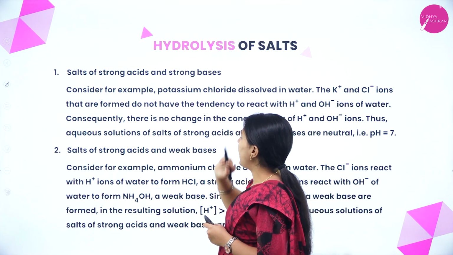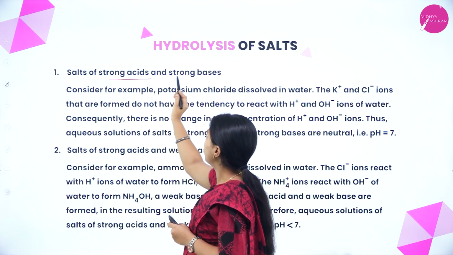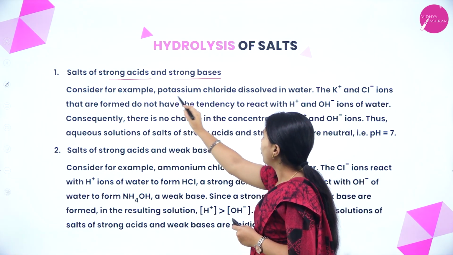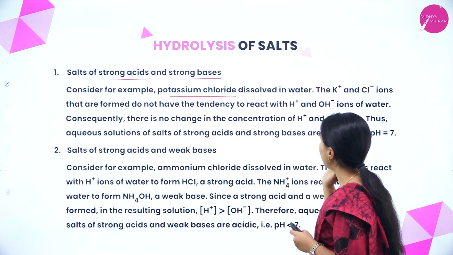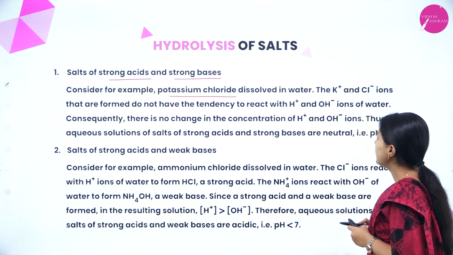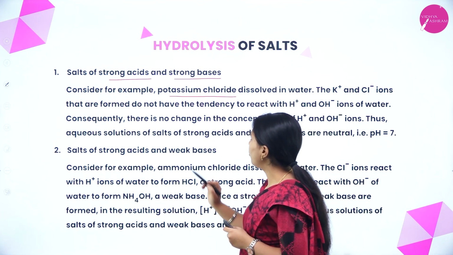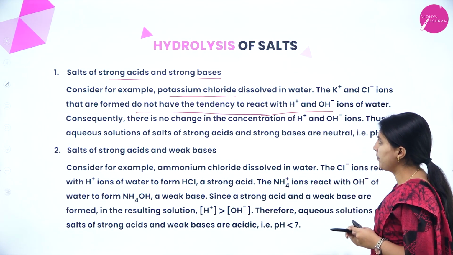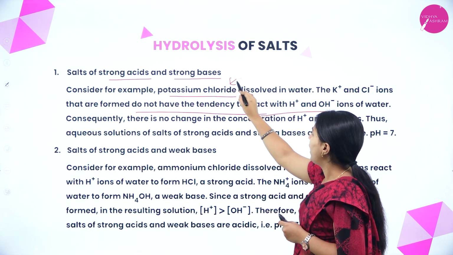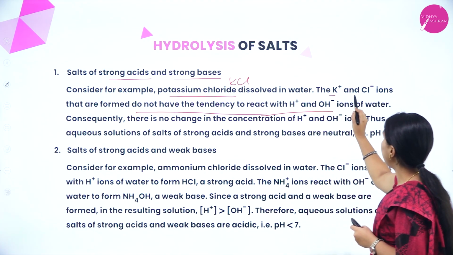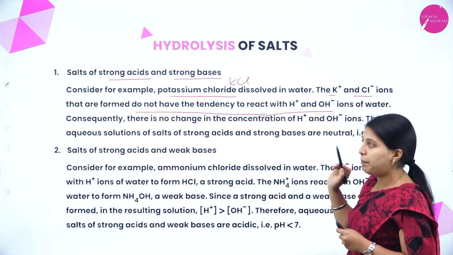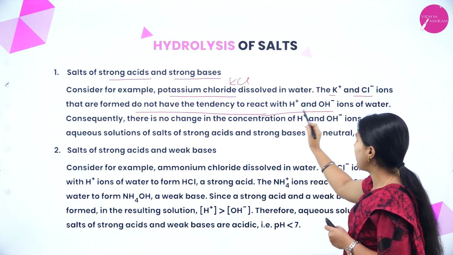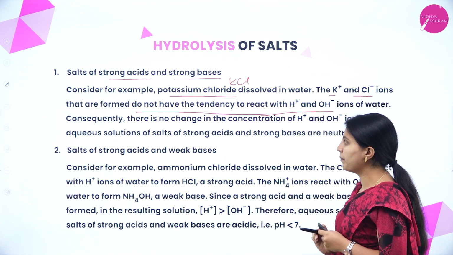Salts of strong acid and strong base. Consider for example potassium chloride, KCl, dissolved in water. The K plus and Cl minus ions that are formed do not have the tendency to react with H plus and OH minus. Usually potassium chloride means KCl. Here K plus and Cl minus ions will form, but those two ions do not have the capacity to react with the H plus and OH minus ions of water.